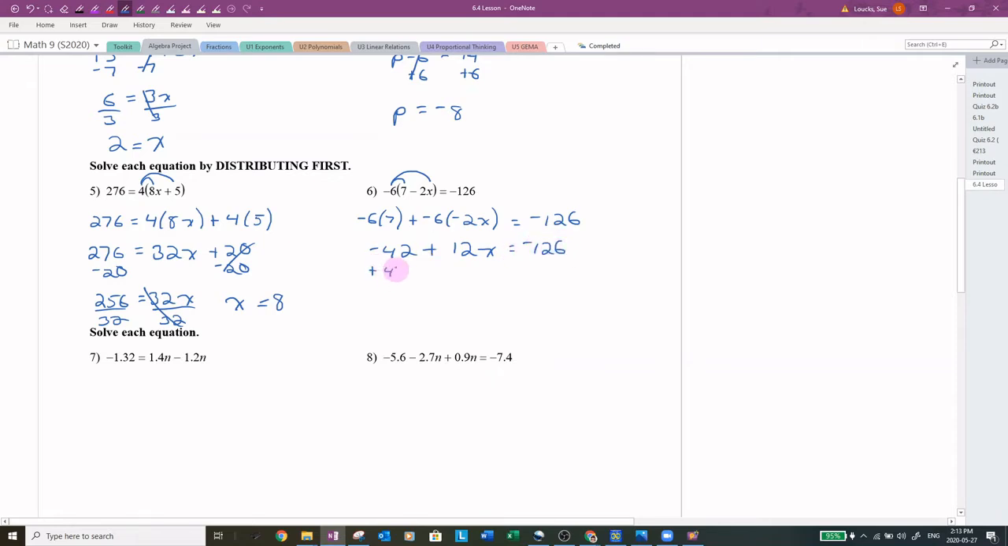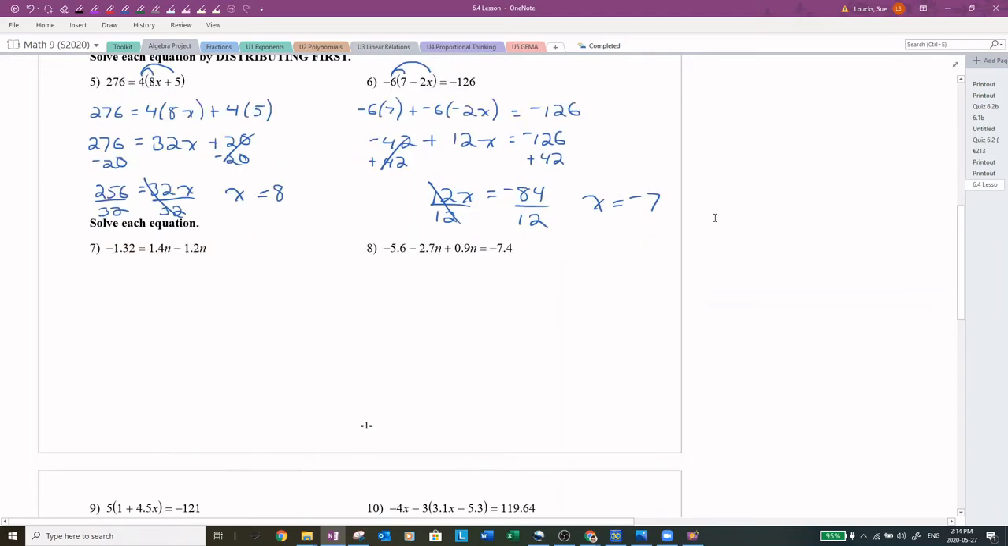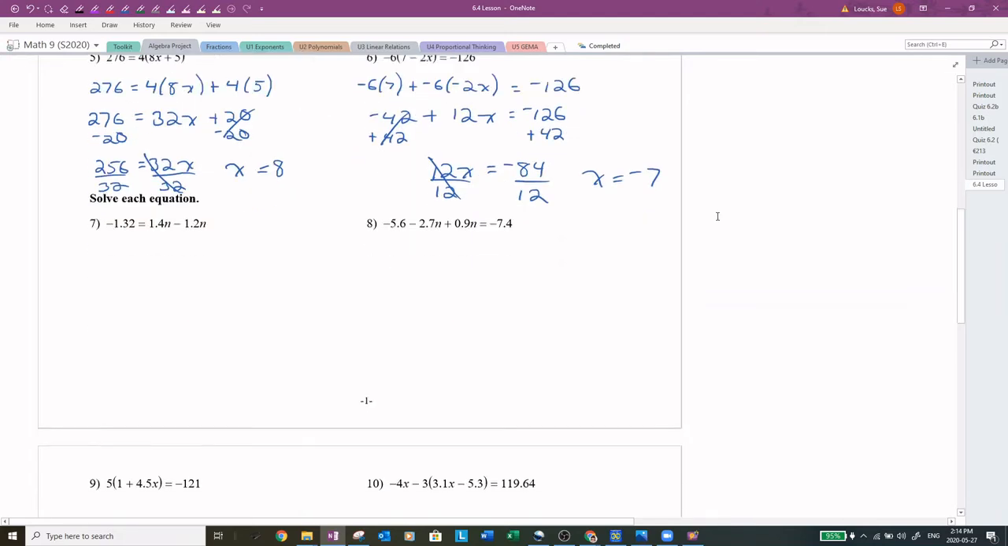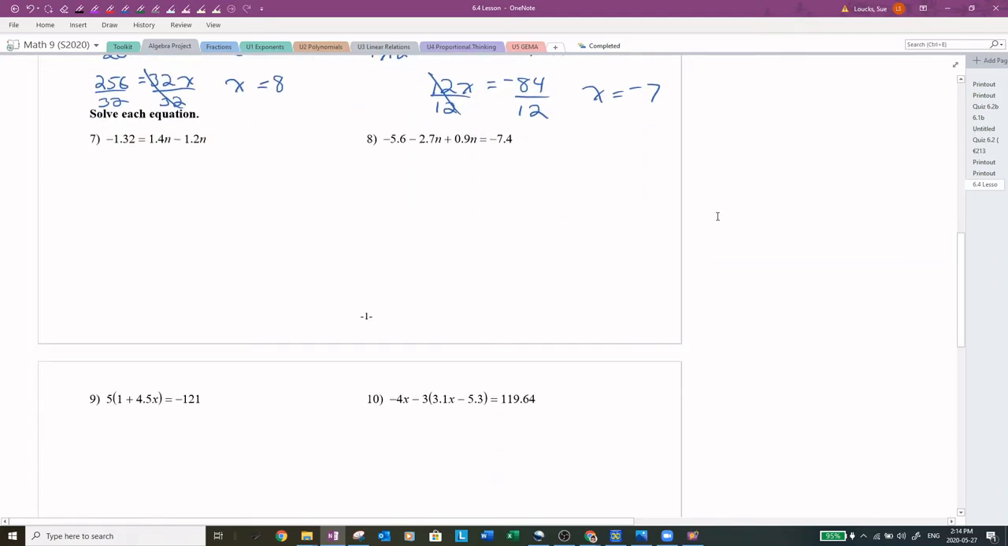I'm going to add 42 to both sides. 12x equals -84. Divide that by 12, divide that by 12. I get x equals -7. Okay, conceptually, that's all that's new. We'll just do some more examples, some more practice using decimals, and then some with fractions.